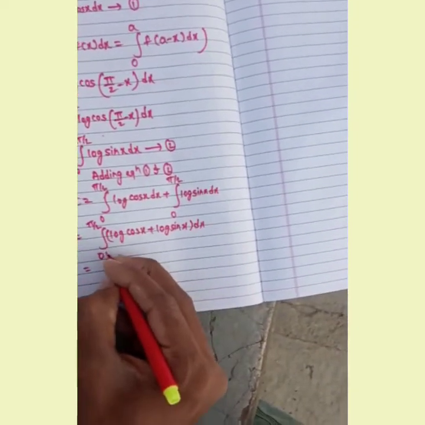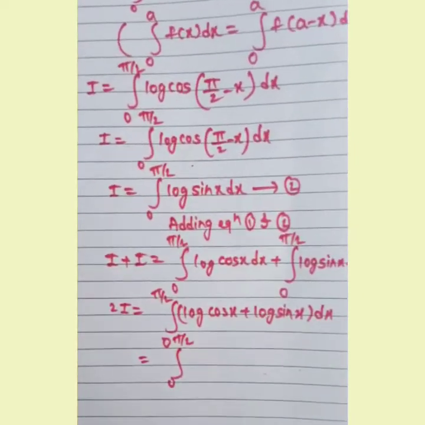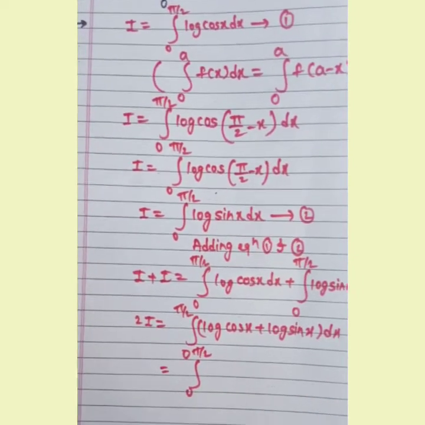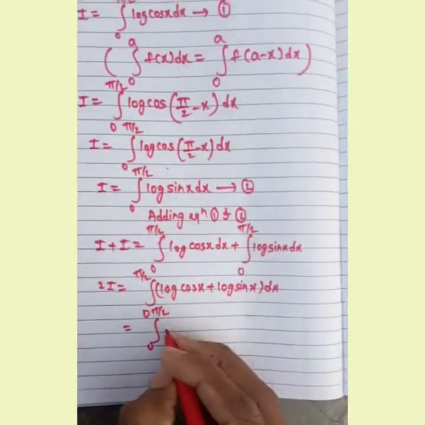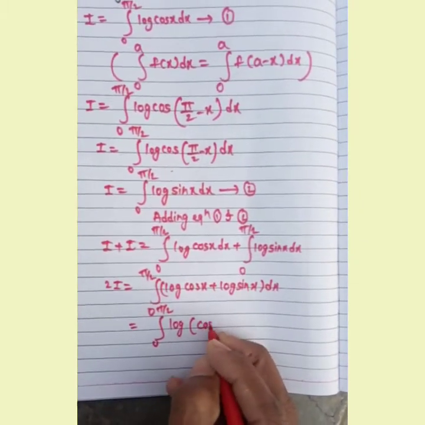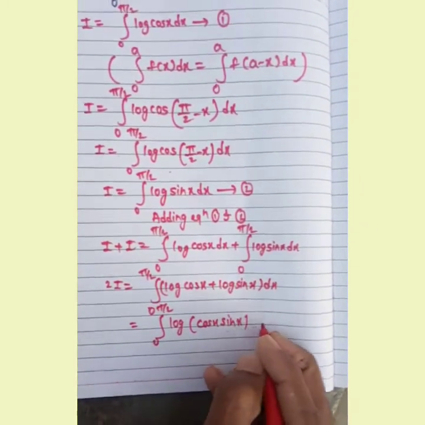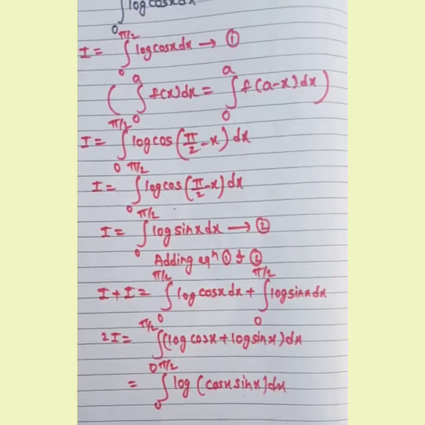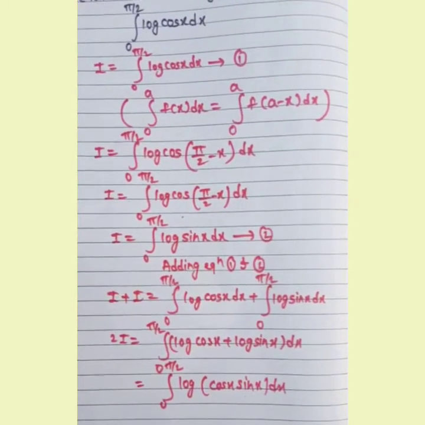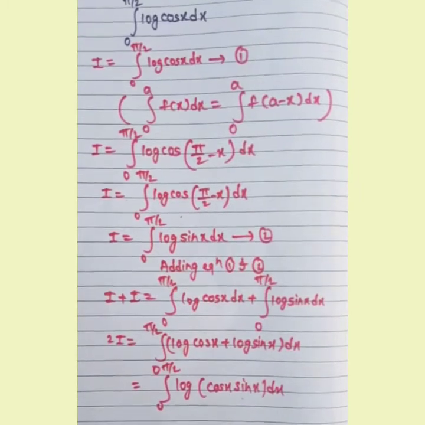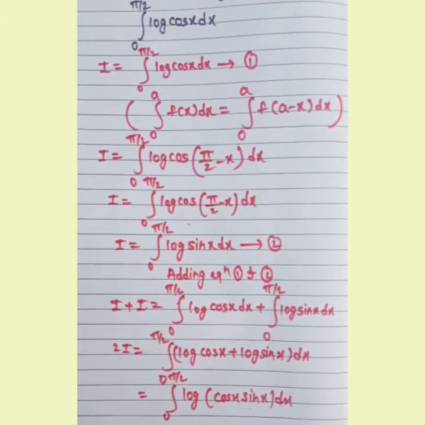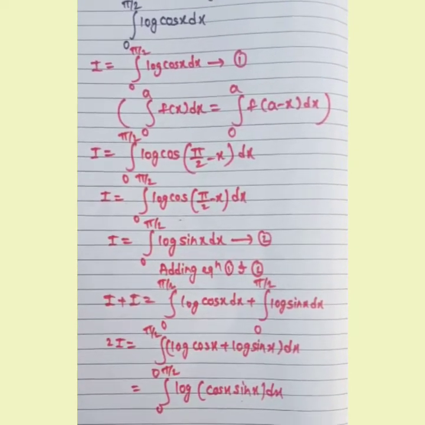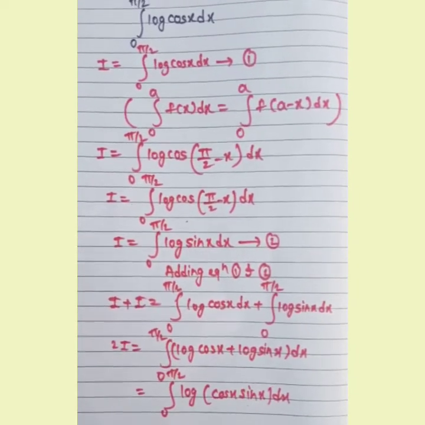So integration from 0 to pi by 2. Now in the next step we will use the property of logarithm, that is log a plus log b is log ab. So log of cos x into sin x into dx. I hope you know the properties of logarithm. If not, then go and see on Google, or you can also see on YouTube what the properties of logarithm are, because these are among the important steps required in our solution to the problems.